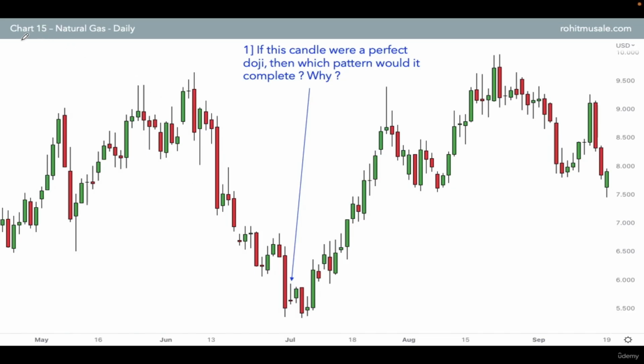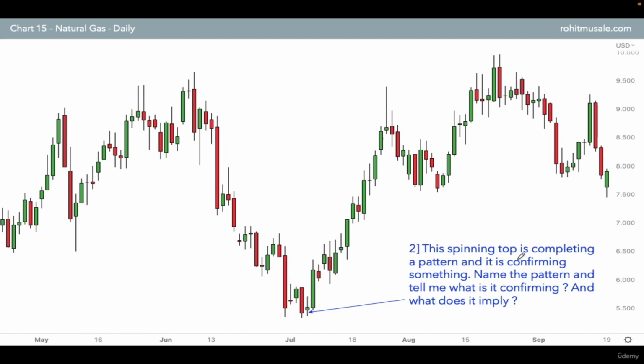Next, chart number 15, natural gas, daily time frame. Question 1. If this candle were a perfect doji, then which pattern would it complete and why? So we are looking at this small candle here. Number 2. This spinning top is completing a pattern and it is confirming something. Name the pattern and tell me what it is confirming and what it implies. So this small candle, that green candle.